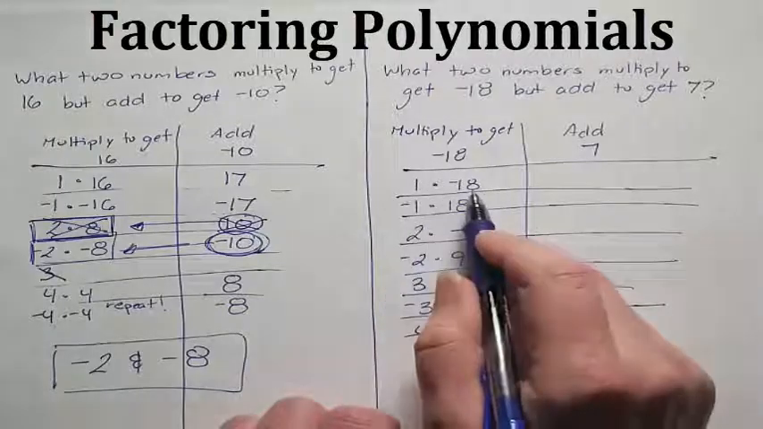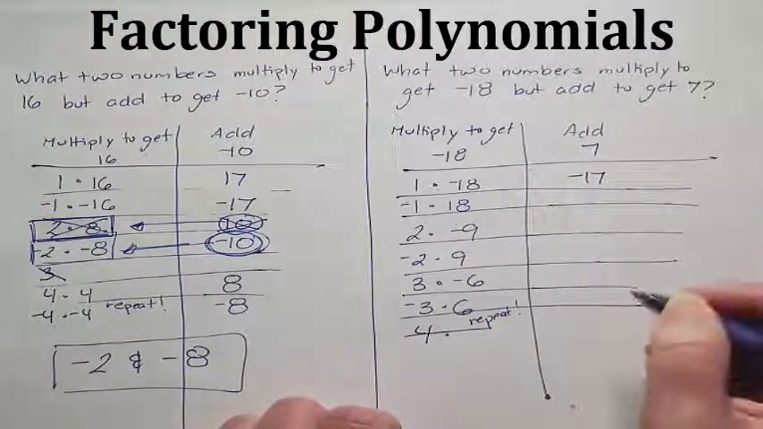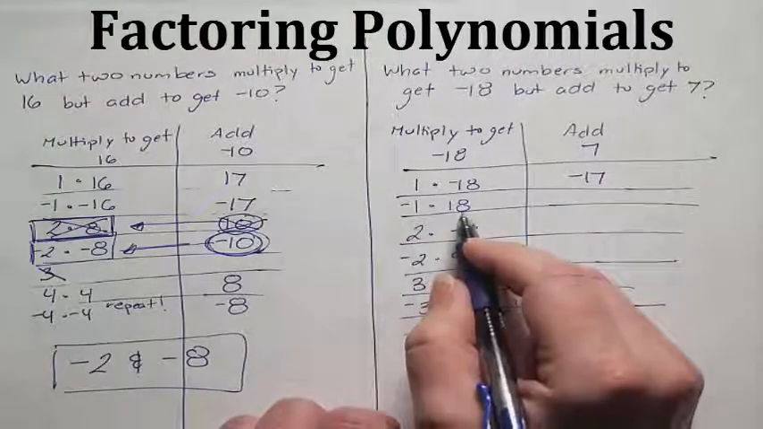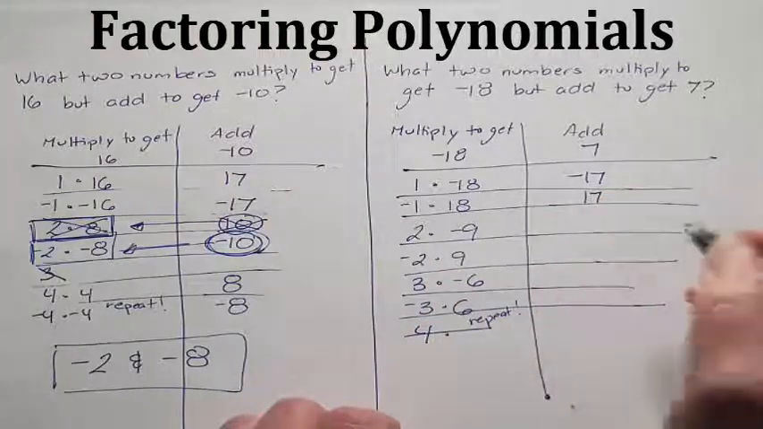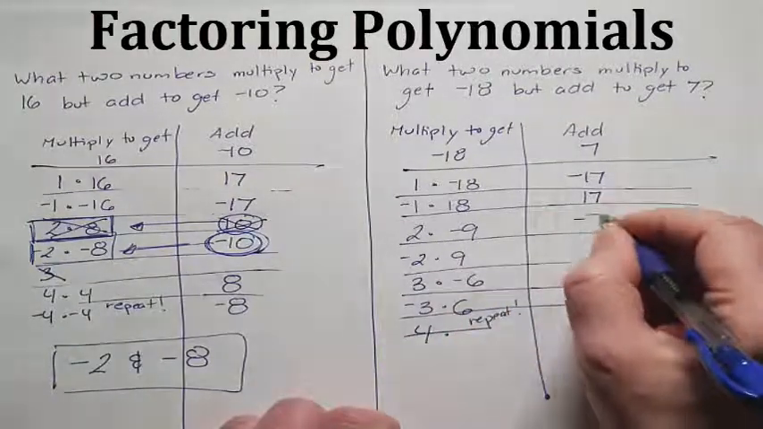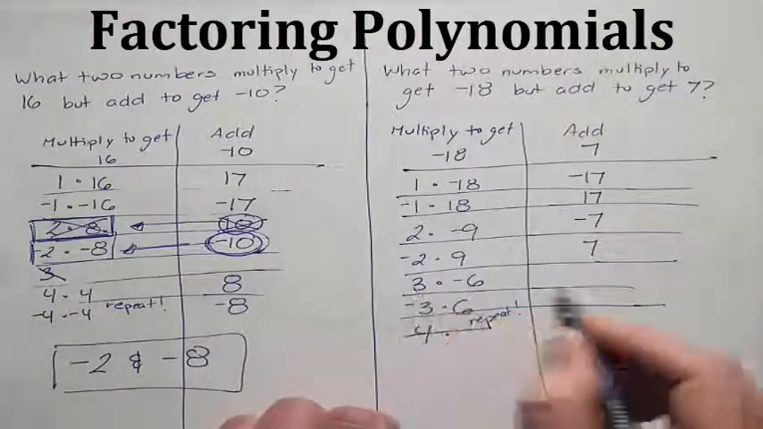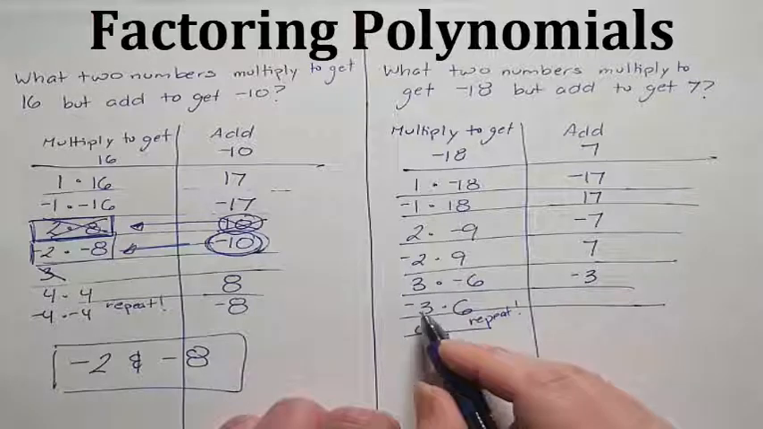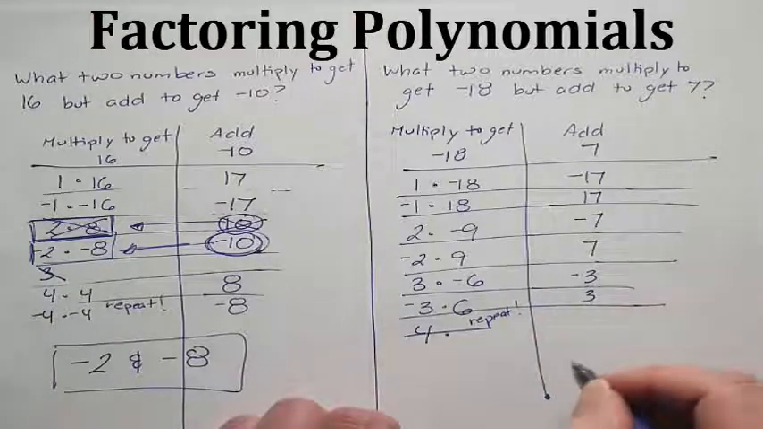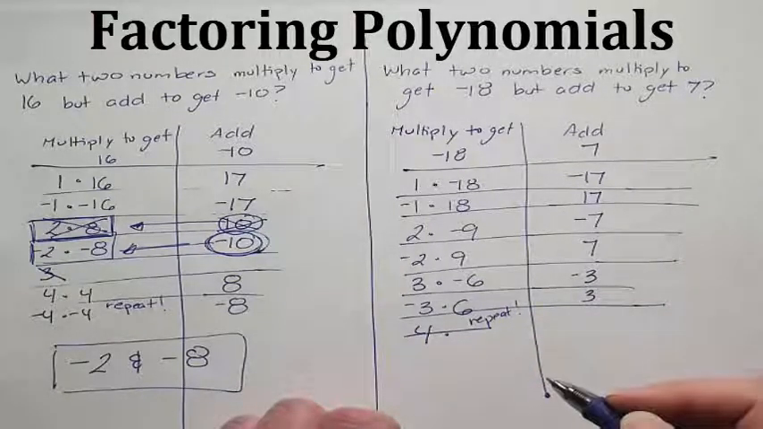So 1 and a negative 18 added to give me a negative 17. A negative 1 and an 18 added together to give me 17. 2 with a negative 9 was a negative 7. Negative 2 with 9, 7. 3 with a negative 6, negative 3. Negative 3 and a 6 was a 3, and that was the end. The others just didn't work.